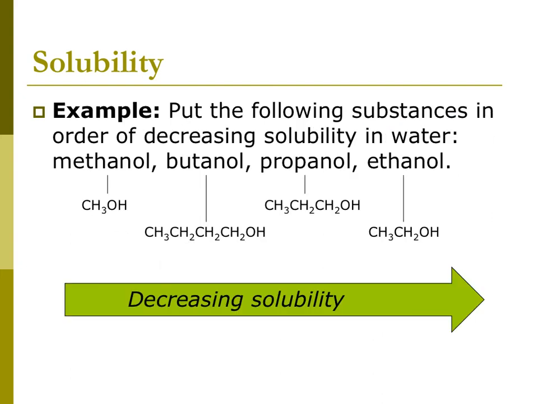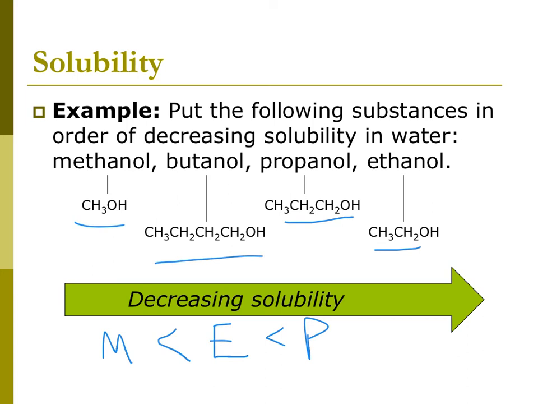Let's compare the first four in the homologous series with the hydroxyl group. Here we have methanol, butanol, propanol, and ethanol, and we're being asked to put them in order of decreasing solubility. The most soluble would have the shortest chain, which would be our methanol. Then we would have the next longest chain with 2 carbons, ethanol. Then we would move on to something that had 3 carbons in the chain, propanol. And finally, the least soluble with the longest chain would be butanol.